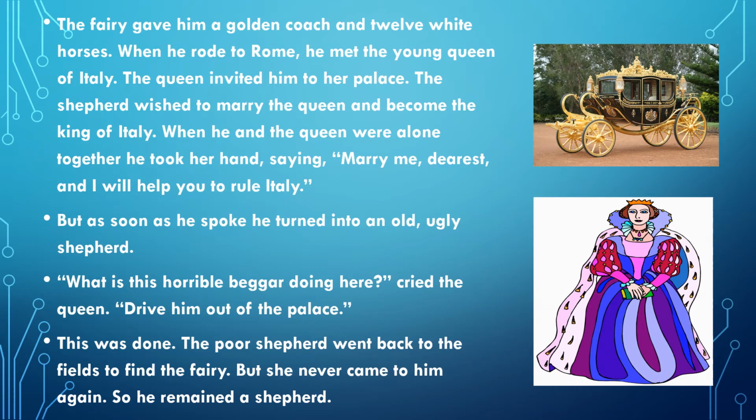She was furious. She said, "What is this horrible beggar doing here? Throw him out of the palace." So her people threw him out of the palace and he became old and ugly again. He immediately went to the fields to find the fairy, but he could not find her. He was greedy and he lost everything that he had got from the fairy because of his greed. So he remained a shepherd forever.